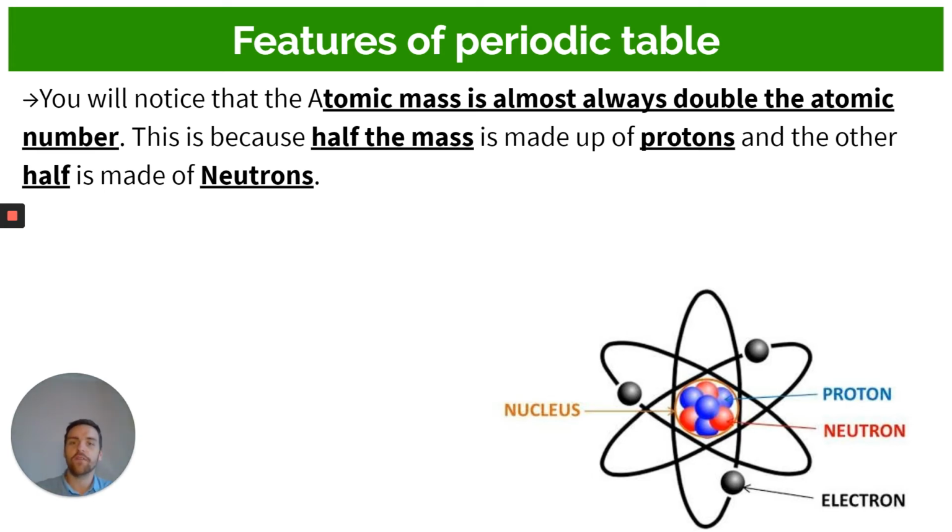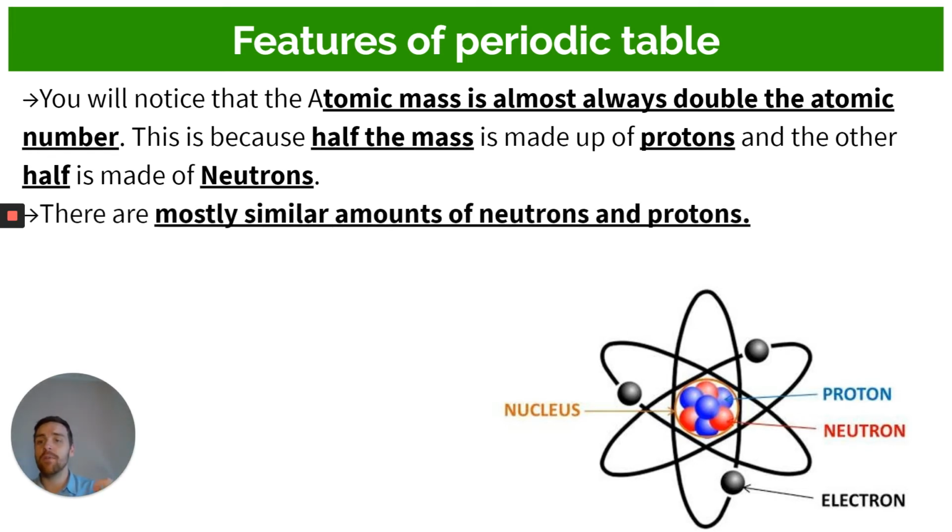This is because half of the mass is made up of protons and the other half is made up of neutrons. And there are mostly similar amounts of neutrons and protons. Now, that might seem confusing to you. So we're going to look at a periodic table, and I'm going to explain it to you while looking at the periodic table, which may help.